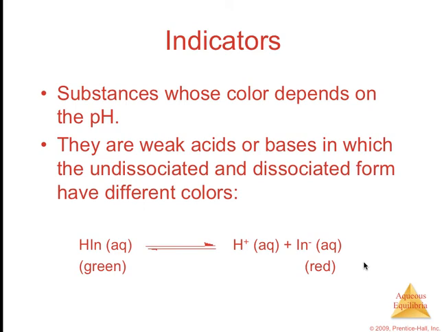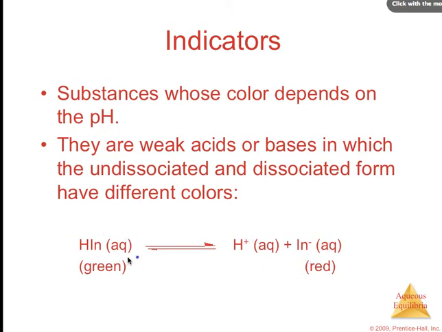Alright, the last screencast for the acid-base. Indicators. Indicators are substances whose color depends on the pH. They are either weak acids or weak bases, in which the color of the undissociated and the dissociated forms are different colors. So if we look at this indicator as a weak acid, there would be an equilibrium with the hydronium ion and the anion.